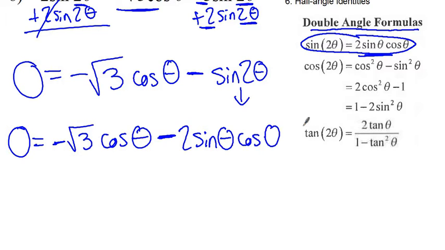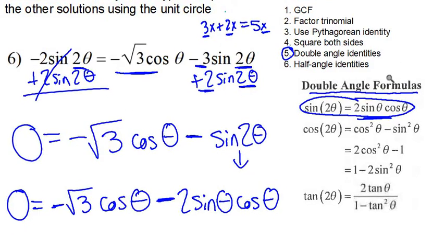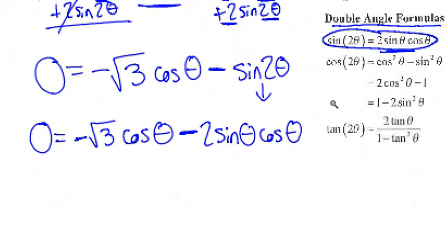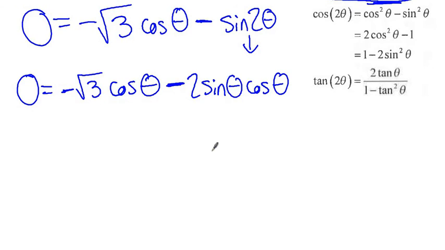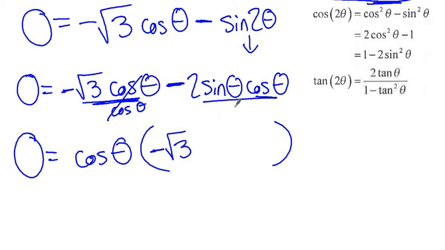Alright, so now we can use another one of these 6 strategies, and I want you to look at what we have right there and go down the list, try to figure out which one it is. And hopefully you're able to tell it's actually the very first one, which is GCF, greatest common factor. Because if you look at this right here, what is the common factor that they have in common? They both have a cosine. So let's factor out a cosine theta. And what's left behind when we do that? When you divide this one by cosine theta, you're left with negative radical 3. When you divide this one by cosine theta, you're left with negative 2 sine theta.